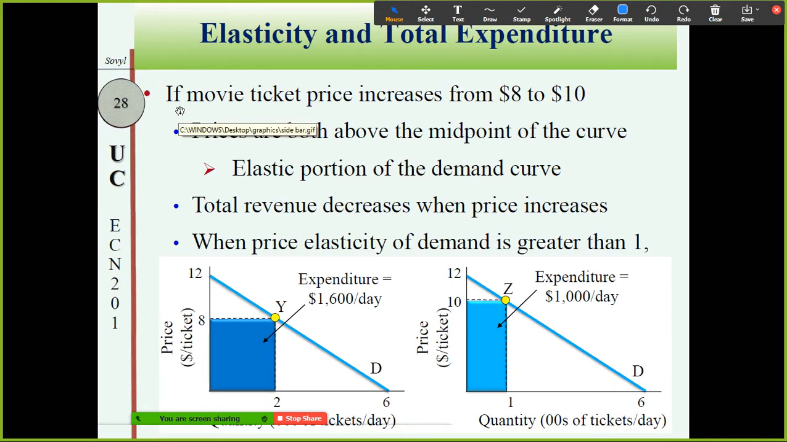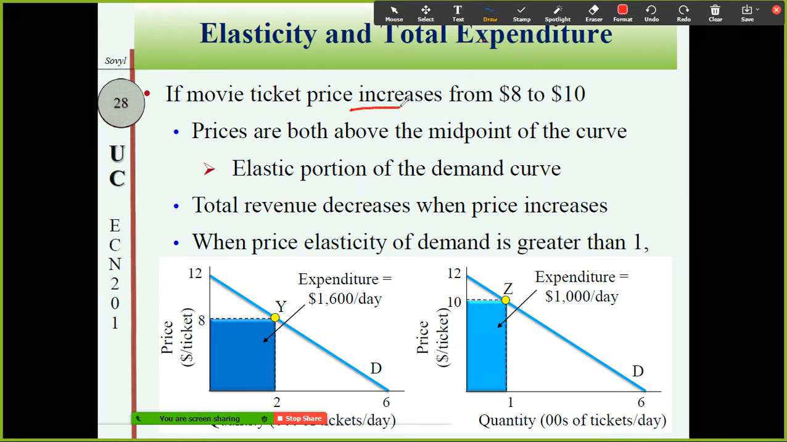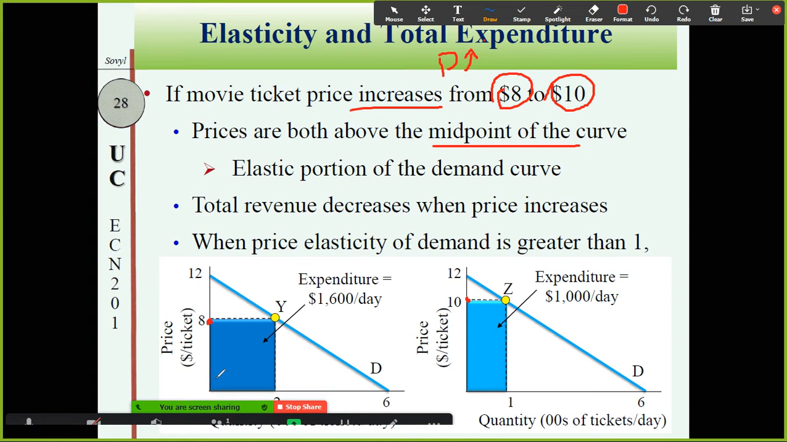However, on the other side, if the movie ticket price increases from $8 to $10, $8 here, $10 here. Prices are both above the midpoint price. Yes, this is zero price. This is the highest price, 12. That's why the midpoint price should be $6.